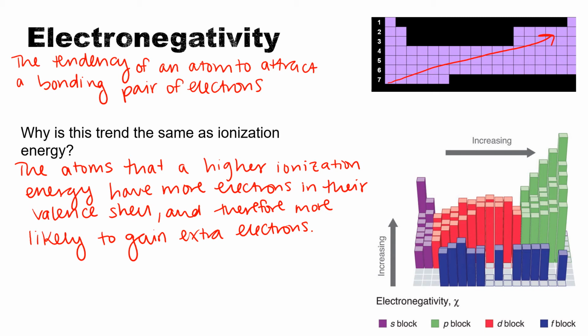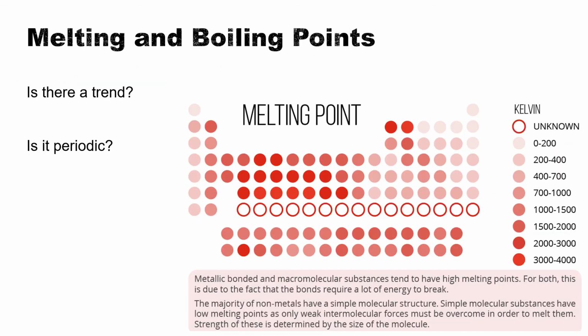So it's going to have a higher electronegativity. So the next trend we're going to be looking at is that of melting and boiling points. And here we just need to recap a little bit about what a periodic trend is. So remember, periodic trends have to be changes consistently happening in both the period and the group.